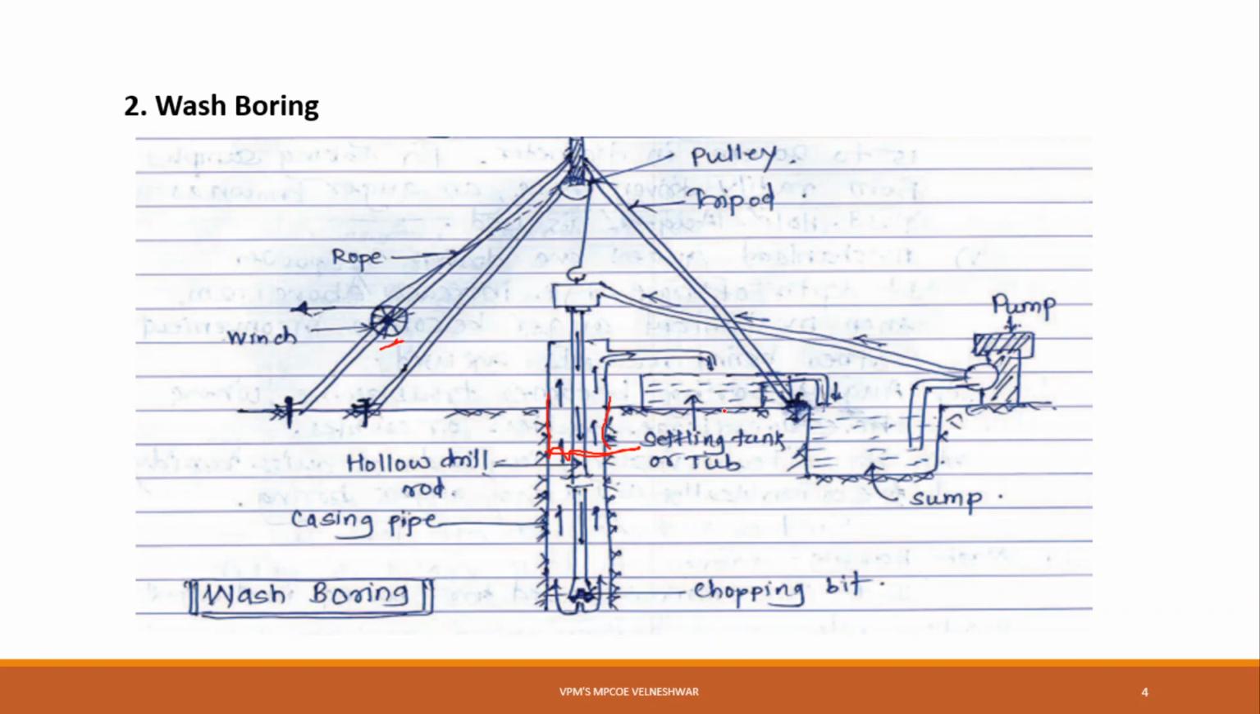The clean water flows into the sump, which is reused for circulation. That water you have to use for circulation, and it is given under pressure to the bottom of the soil, with the hollow stem and chopping bit. The power required for boring is either mechanical power or manpower.